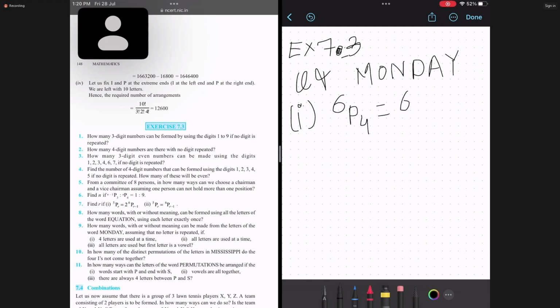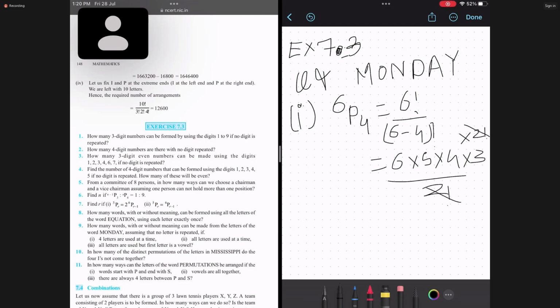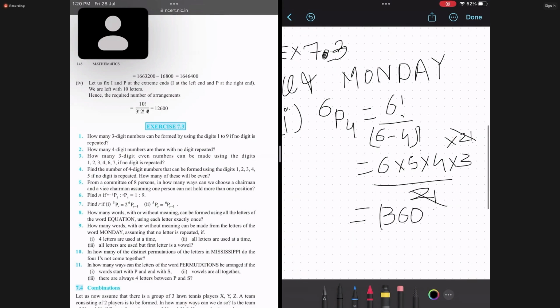6P4. That is nothing but 6 factorial upon (6 minus 4) factorial. When you solve this, it is 6 into 5 into 4 into 3 into 2 factorial upon 2 factorial, and that gets cancelled. 6 into 5 is 30, into 4 is 120, into 3 is 360. So 360 distinct words are possible when you use 4 letters of the word Monday and make words out of those, right?